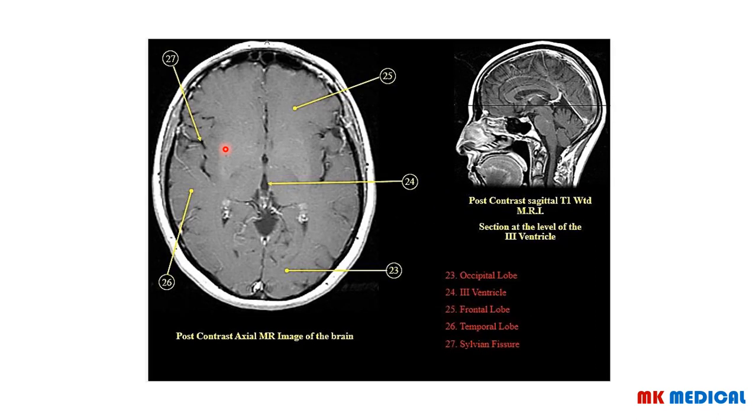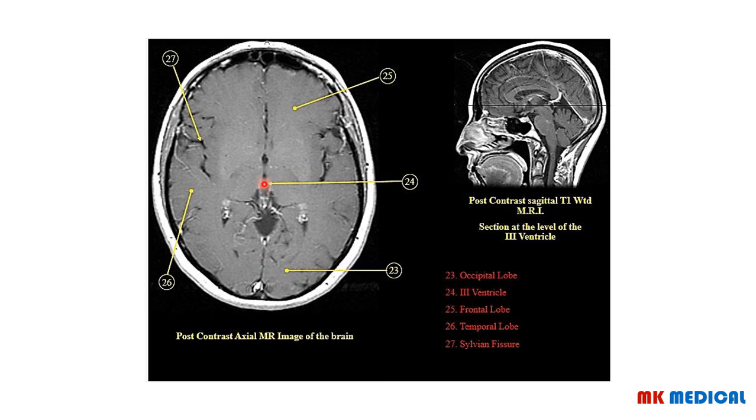Then we move in even a step further, where we cut now at the level of the 3rd ventricle. So this here is the 3rd ventricle posteriorly here. So we're cutting at the level of the 3rd ventricle. So this is the occipital lobe. Posteriorly, as you can see, we're cutting through the occipital lobe. So this will be your occipital lobe over there, number 23. Then, of course, number 24 here, which right at the center, this is, of course, your third ventricle.